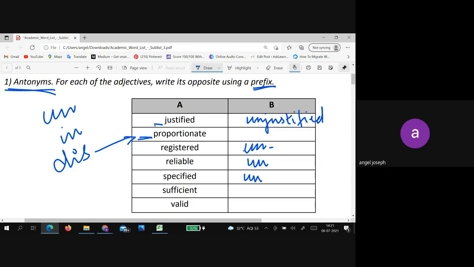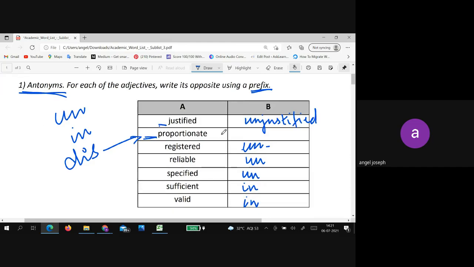This is a specified work or something. Specified is something specific, exact. Specified, unspecified. Okay, sufficient. Opposite of sufficient. Insufficient. Very good. We'll put in in front of sufficient. Great. And the last one. Valid. Invalid. Great. So that one was easy.